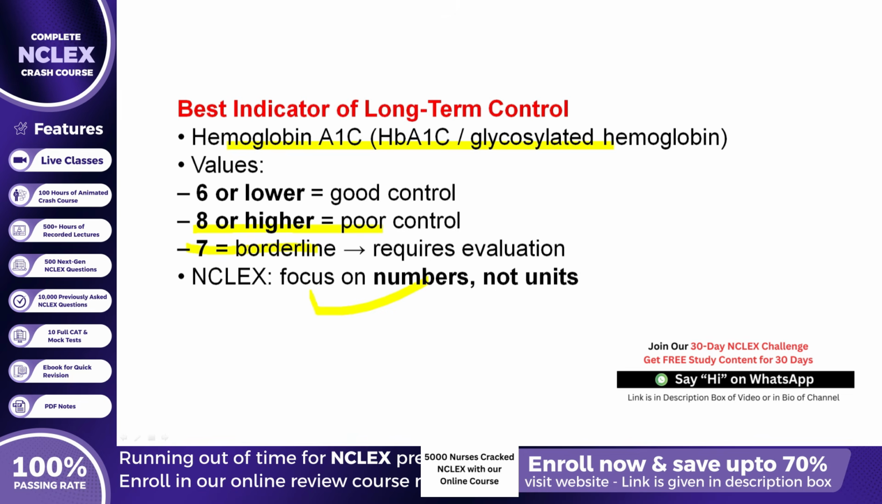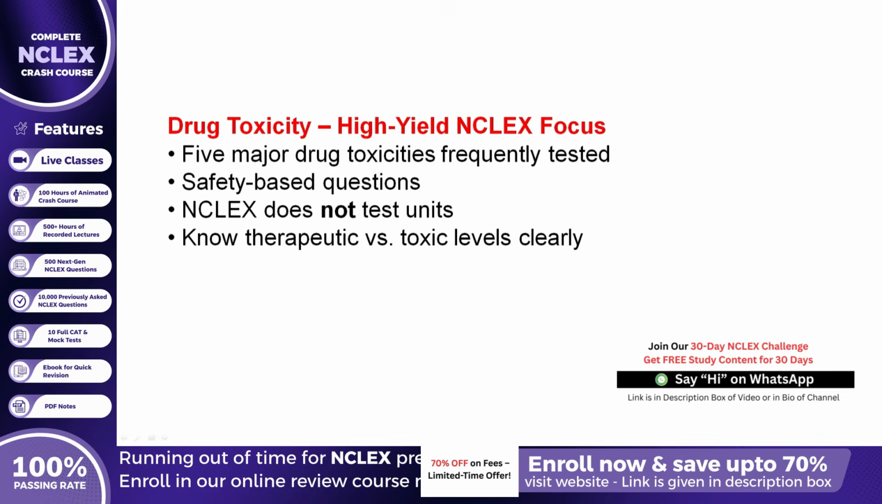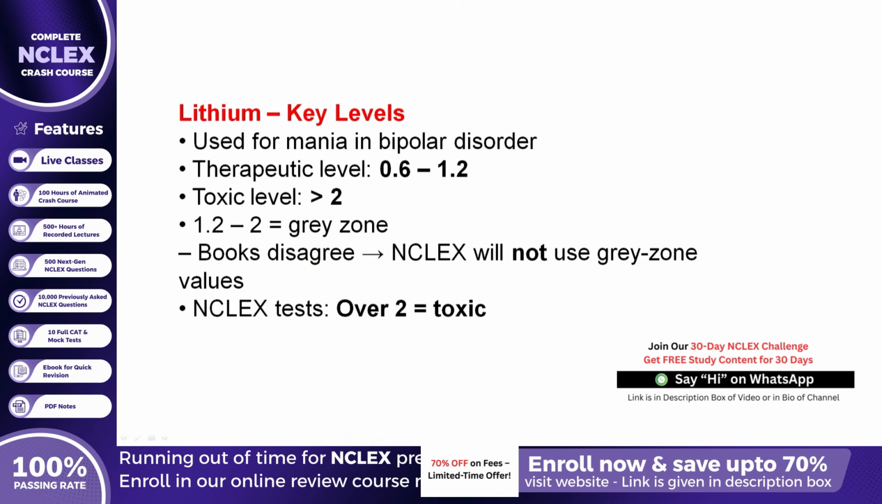Finally, as we turn to drug toxicity, remember that there are 5 major drug toxicities that are frequently tested on the NCLEX. These are often asked in safety-based questions. The NCLEX does not test units in these toxicity questions. Therefore, it is crucial to know the therapeutic levels versus the toxic levels clearly. Let us begin by looking at lithium and its key levels.